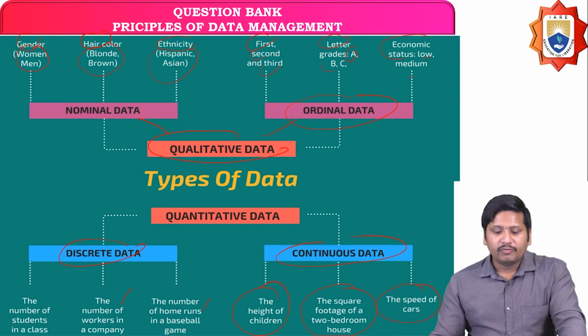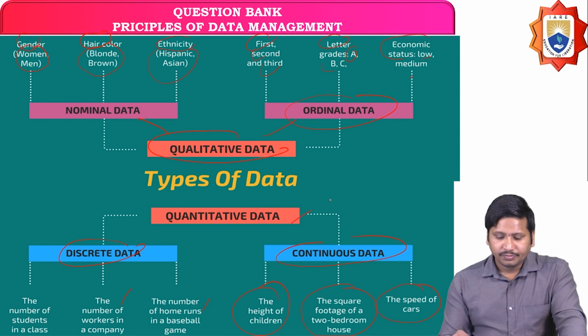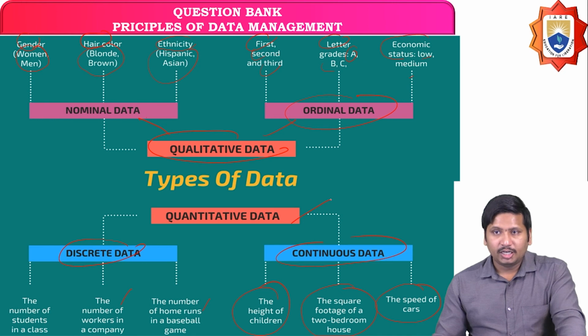So the nominal data will be gender, hair color, ethnicity, and ordinal will be first, second, and third, and then letter grades like ABC, and then economic status like low, medium, high. And quantitative data will be discrete and continuous. So discrete means where the number is going to be fixed, like the number of students in the class, number of home runs in a baseball game, and number of workers in the company. And continuous data will be where the height of the children, square footage of a two-bedroom house, and speed of the cars.